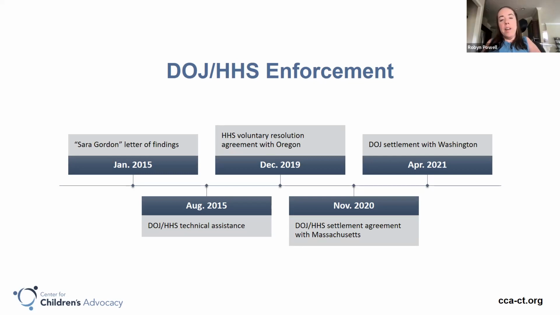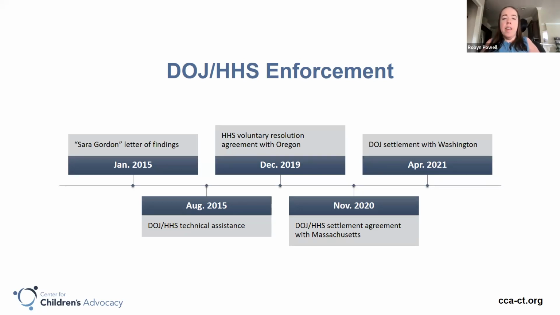A couple or about a year later, the Department of Justice and HHS actually came back to Massachusetts and essentially said, hey, we meant what we said in that letter of findings. You do actually need to comply with the ADA. We've continued to receive complaints. It doesn't look like you're doing that. So there was a settlement agreement with DOJ and HHS with the Massachusetts Department of Children and Families, which again, really just reiterated that the state had to comply with their ADA obligations. And that is still ongoing, although I believe it's wrapping up soon.